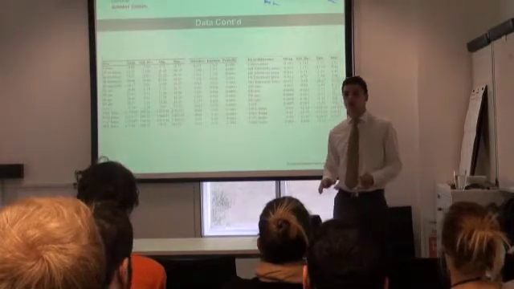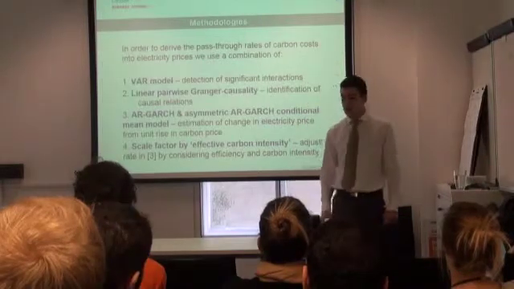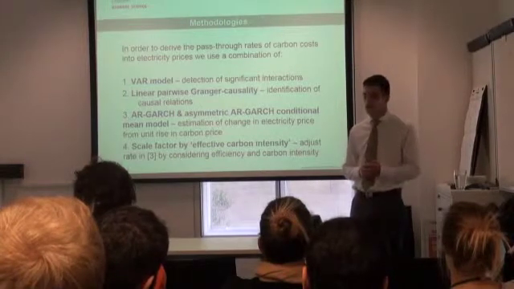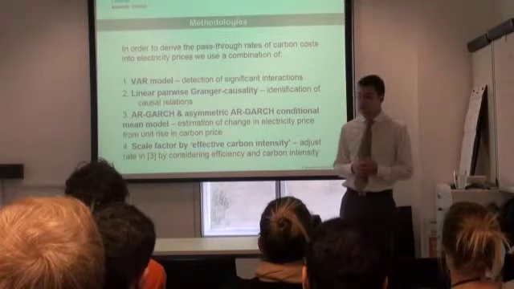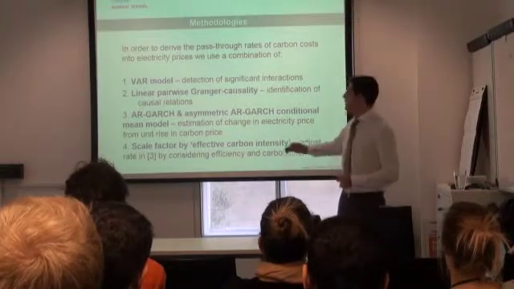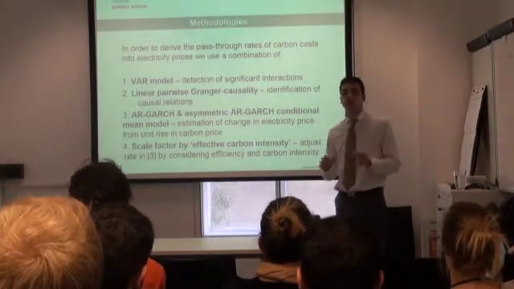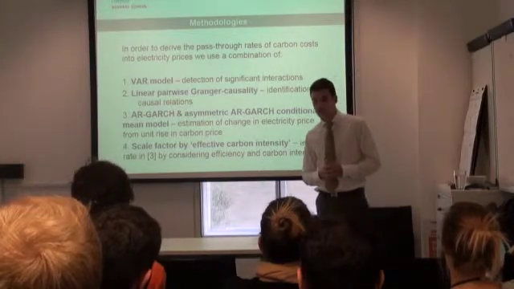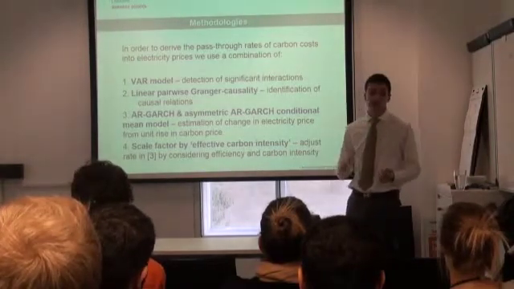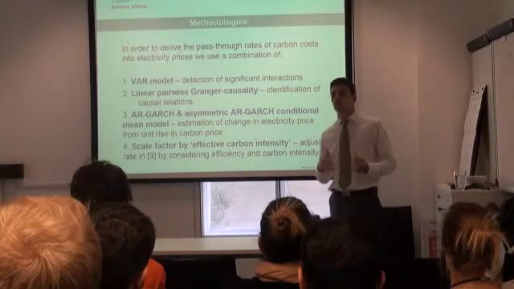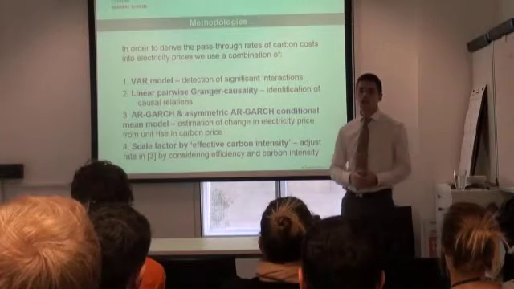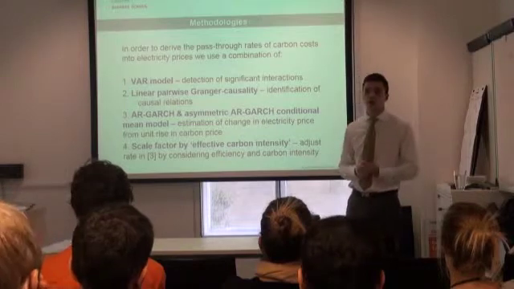So after having stationarized our data, we input them in the model. However, we use a combination of 3 different models, in order to derive the pass-through rates of the carbon cost into electricity prices. We start by using a VAR model in order to detect the significant interactions between all of our variables. We then use linear pairwise Granger-causality in order to identify the causal relationships between our variables. We're mainly interested in checking whether there's causality running from the carbon price to the electricity price, which until now is known as the pass-through effect.